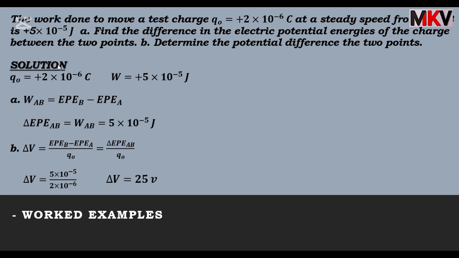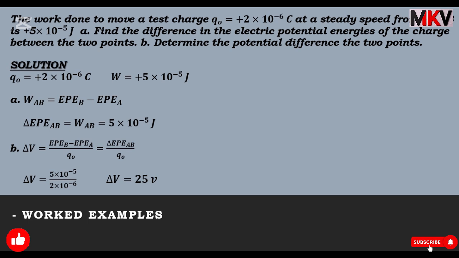So looking at our solution, the first thing we will do is note out all our given parameters in the question. So you write our charge, then write our work done. Now what we are asked to find is the difference in the electric potential energies. And we know that the difference in the electric potential energy is the work done. That is, work done equals the electric potential energy at point B minus potential energy at point A.